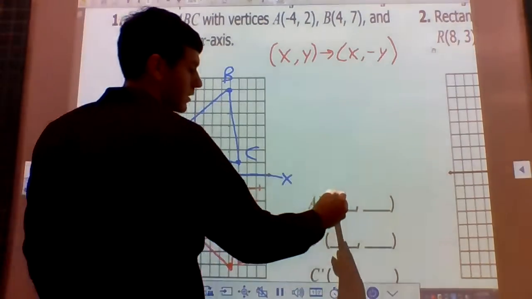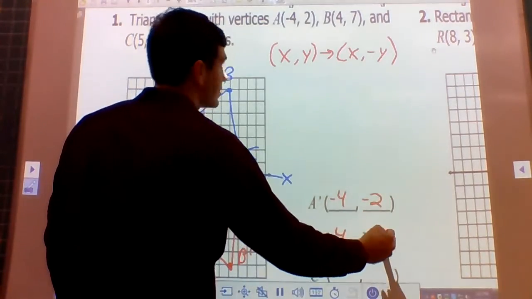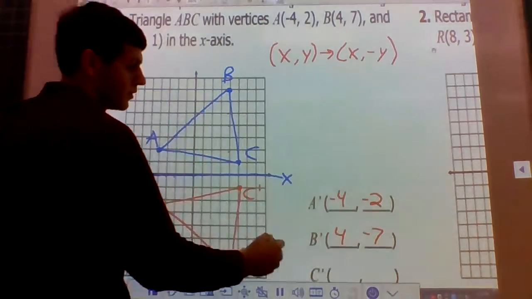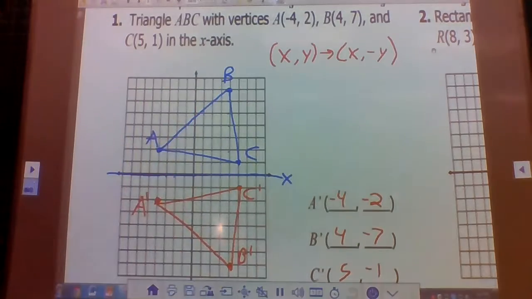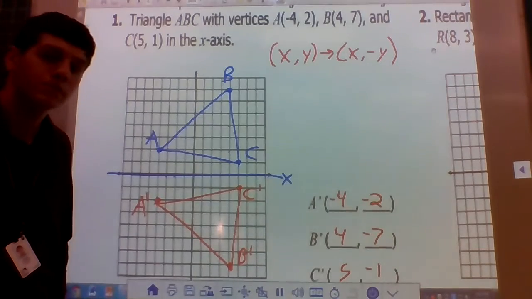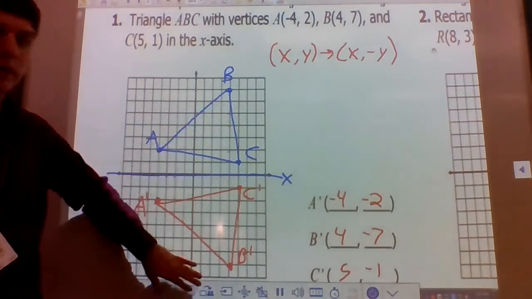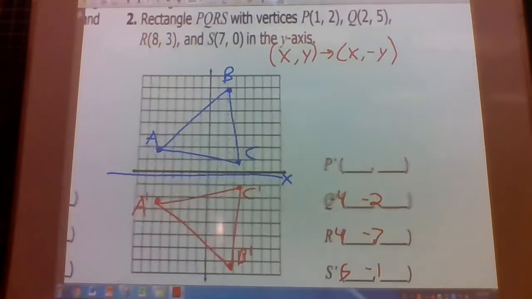So all we have to do is change the sign on the y. So this one becomes -4, -2. This becomes 4, -7. And the last one becomes 5, -1. Okay, the x's are all the same. We're switching the sign on the y's because we're reflecting up and down. Okay, so that's the x-axis. The next one wants us to reflect over the y-axis.